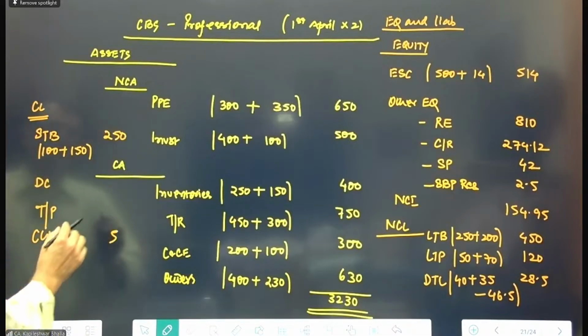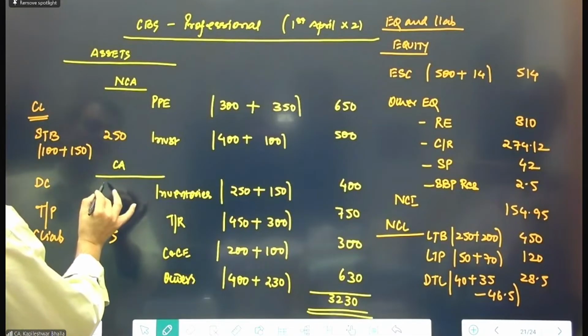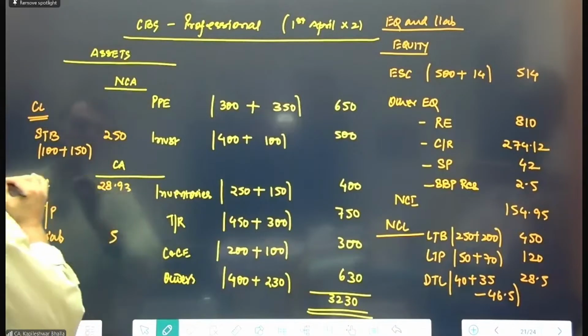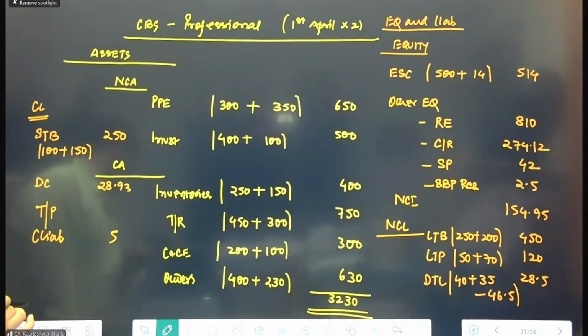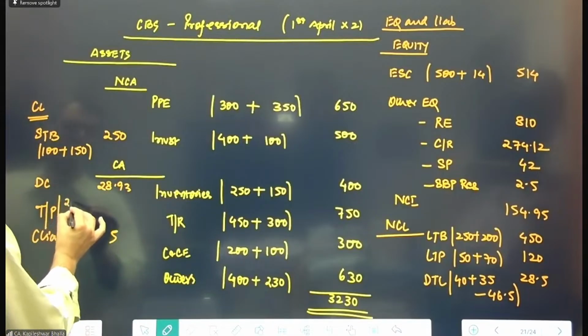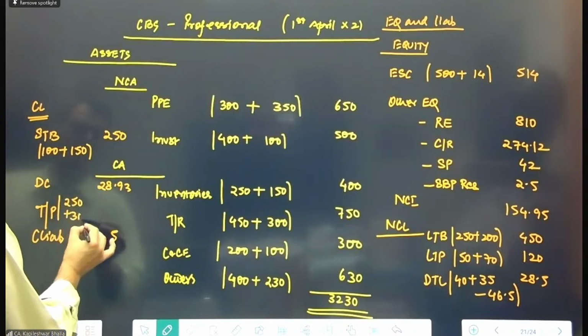28.93. Sorry, missed it out. 28.93. And then, Sir, trades payable is 250 as well as 300. So that's, Sir, this is 550. After 2 years, Sir.